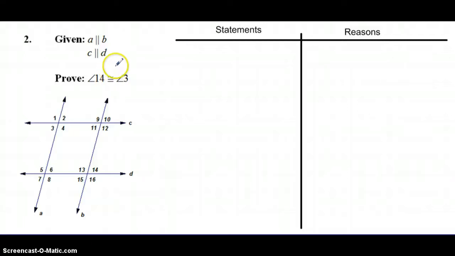Today we're going to look at a proof with parallel lines where we're asked to prove that angle 14 is congruent to angle 3. And so we're working with congruent angles. As with all the other proofs that we've done in class, we're going to start with our given. So I'm going to say A is parallel to B, and our reason is that that is given to us.